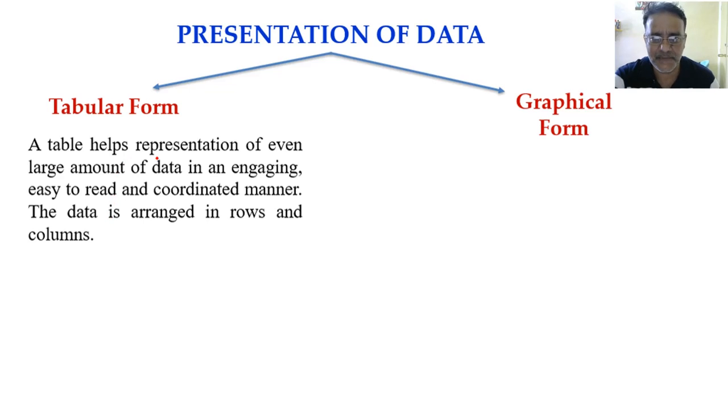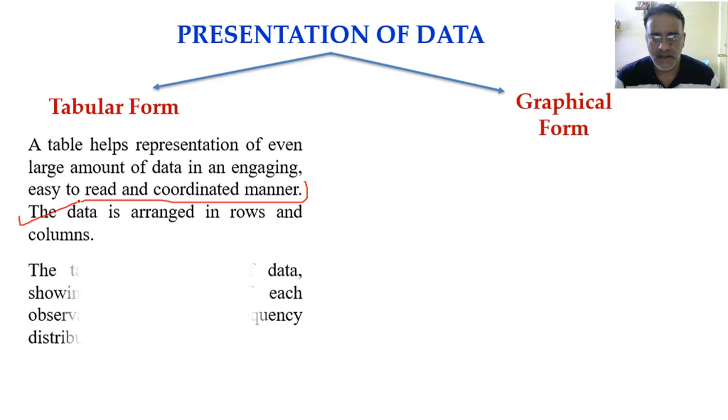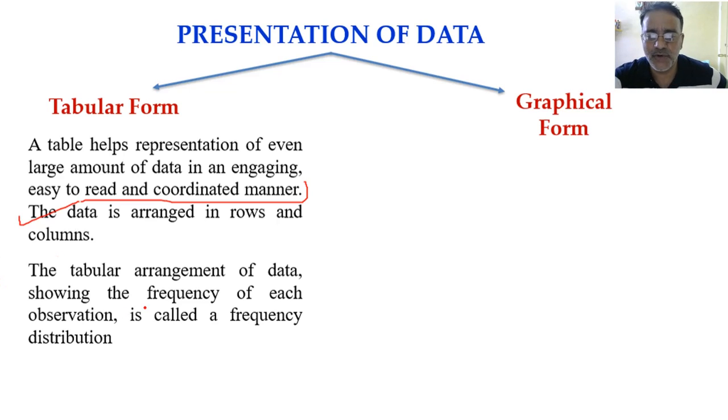A table helps representation of even a large number of data in an engaging, easy to read and coordinated manner, and this data is arranged in rows and columns. ठीक है, बहुत बड़ा जो डाटा है उसको भी हम लोग टेबुलर फॉर्म में इजीली रोज और कॉलम में अरेंज करके लिख सकते हैं. And the tabular arrangement of data showing the frequency of each observation is called frequency distribution table.